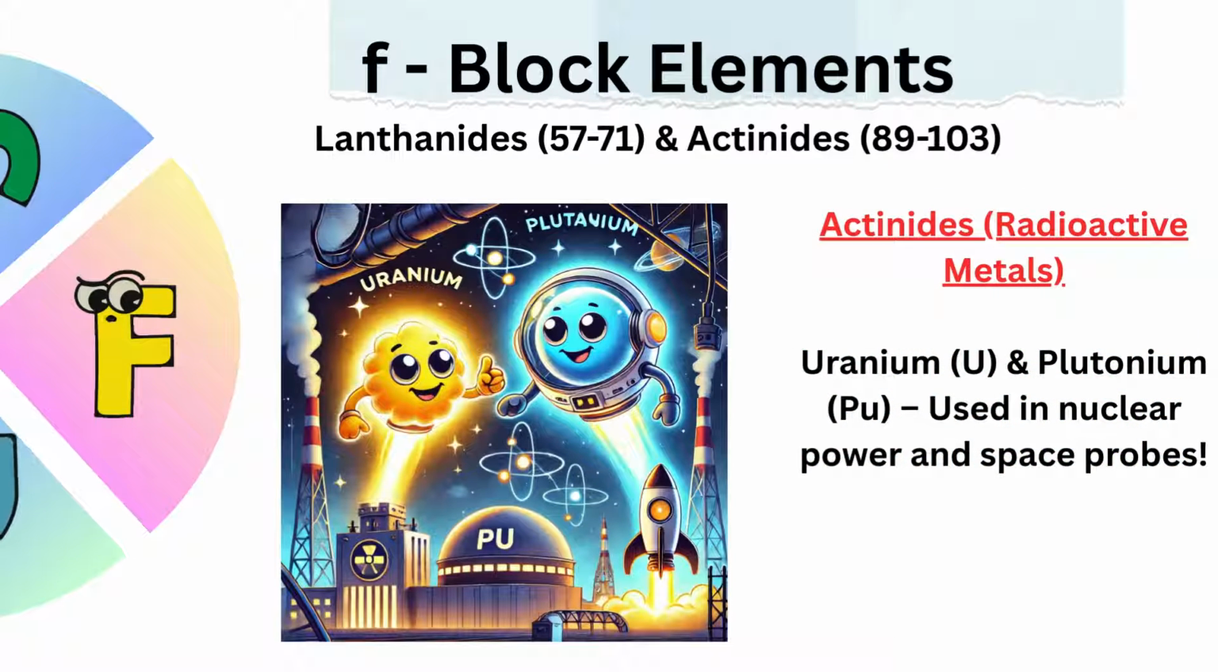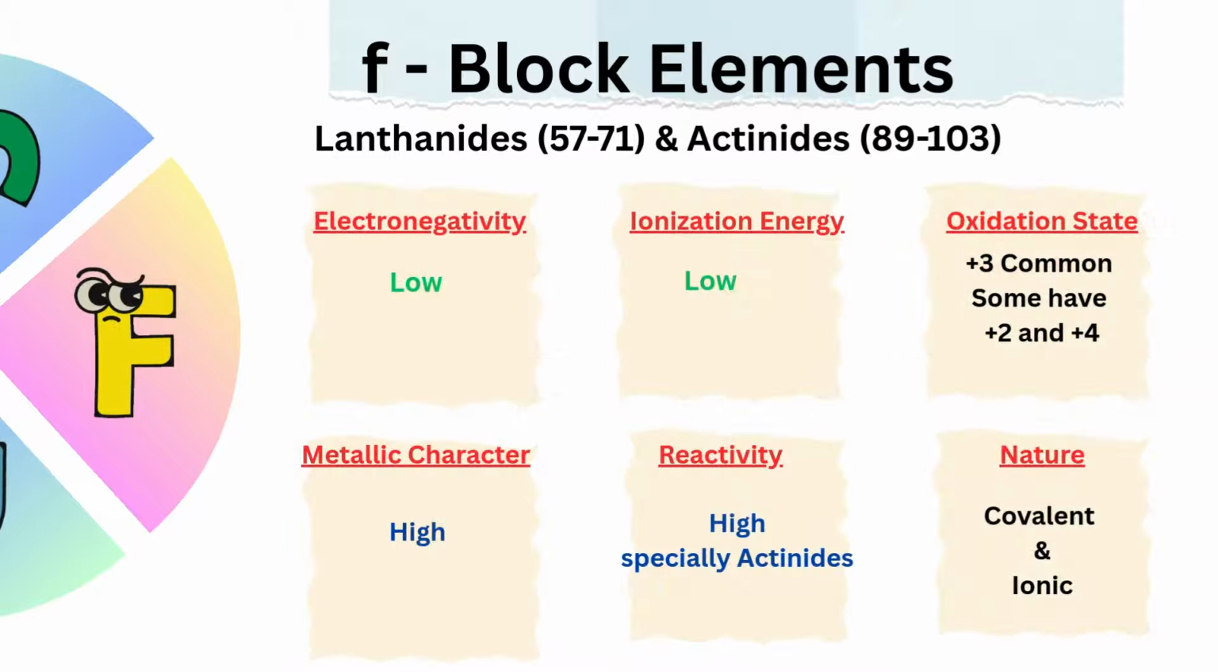Actinides, radioactive metals: uranium (U) and plutonium (Pu), used in nuclear power and space probes. Thorium (Th), a potential future energy source. Properties of F-block elements: mostly radioactive. Some are naturally occurring, others are man-made. Used in high-tech industries, found in smartphones, lasers, and spacecraft.